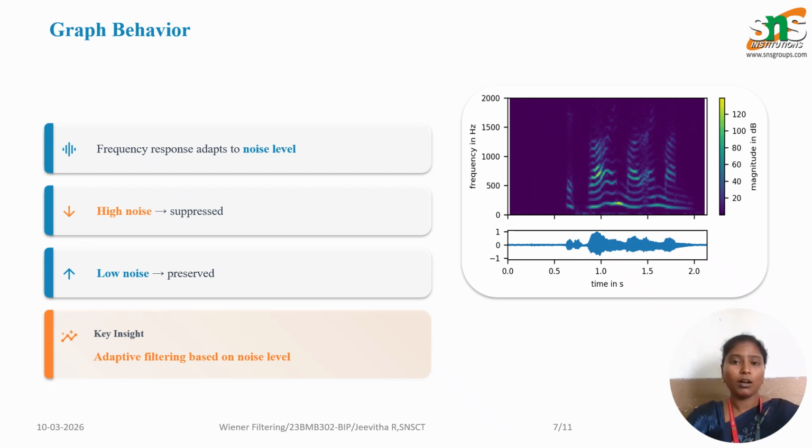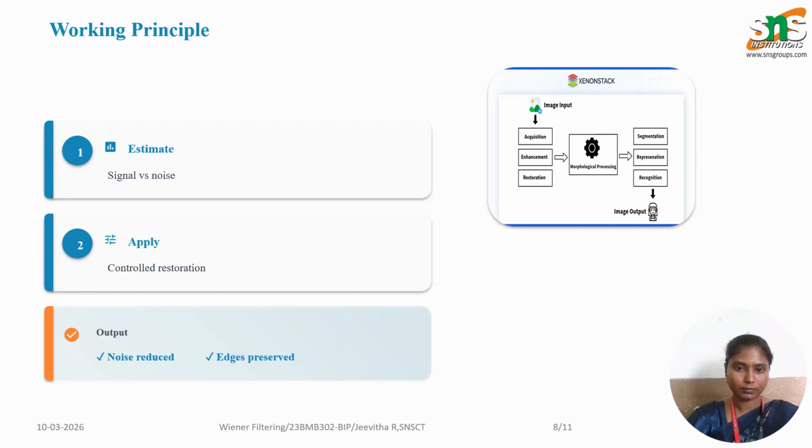This slide shows how the Wiener filter behaves in the frequency domain. The filter adapts its response based on noise levels. For high noise frequencies, the filter suppresses them to reduce distortion. For low frequencies, it preserves them to maintain image details. So unlike fixed filters, the Wiener filter dynamically adjusts its behavior. The key takeaway is that it intelligently separates the useful signal from the unwanted noise.